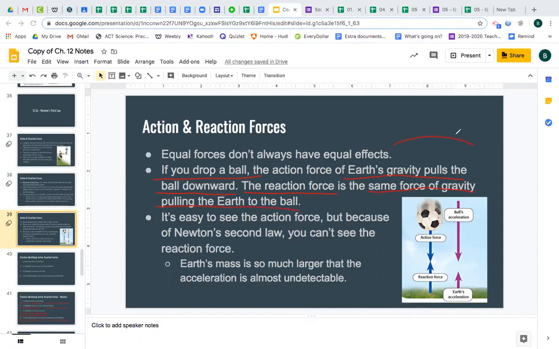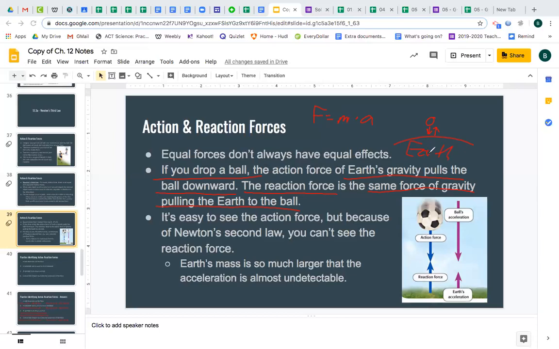So I have the Earth, I have a ball, not drawn to scale. But Earth pulls the ball this way, and the ball pulls the Earth that way with the same amount of force. The forces are going to be equal, but think back, Newton's second law had an equation that was force equals mass times acceleration.